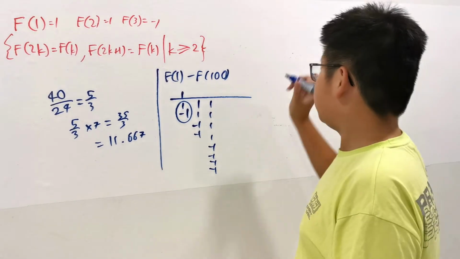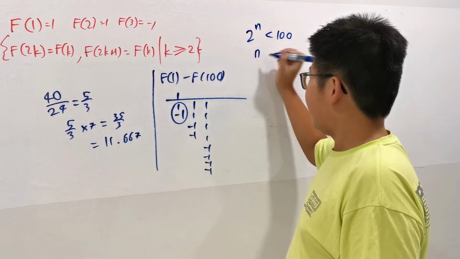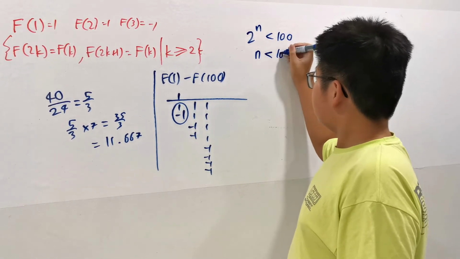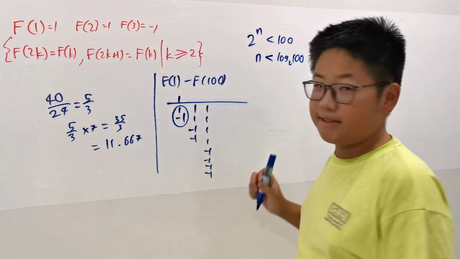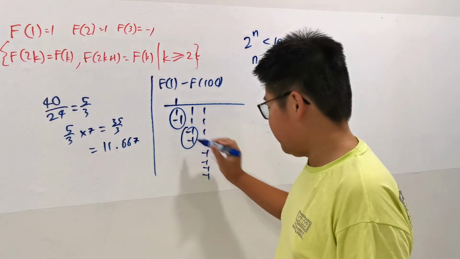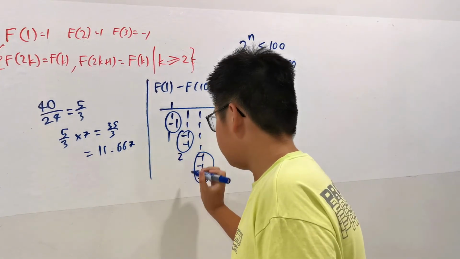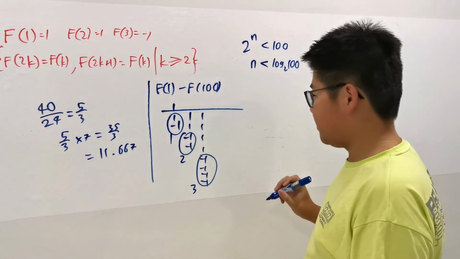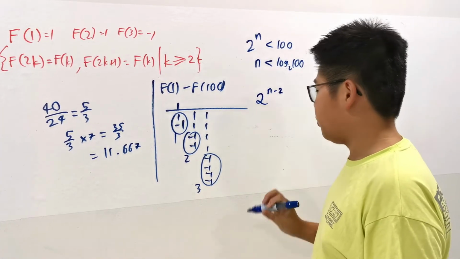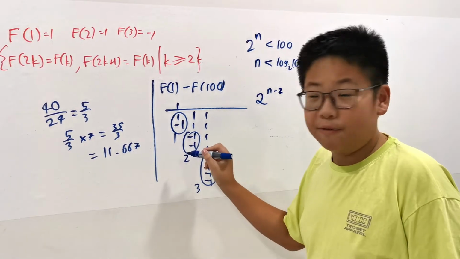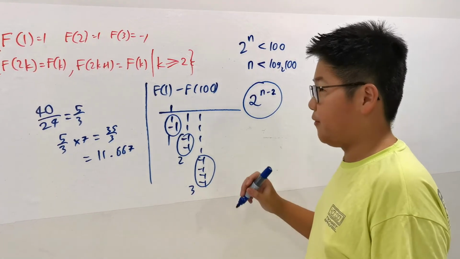Now what is the biggest power of 2 that is less than 100? That means n must be less than log 2 of 100. So the biggest one is 2 to the power of 6. Now let's calculate how many negative ones there are. So there's 1 in the second, 2, 3, all the way until there are 2 to the power of n minus 2 ones. You see here, since this is f of 2 to the power of n minus 1, there will be 2 to the power of n minus 2 ones just before it.